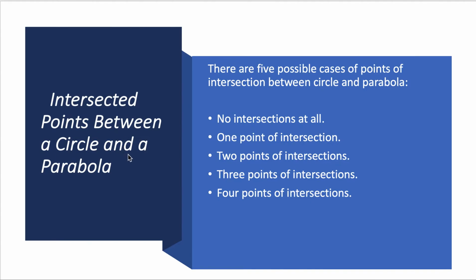Points of intersection between a circle and a parabola. There are 5 possible cases of points of intersection between a circle and a parabola. Case 1 is we have no intersection at all.